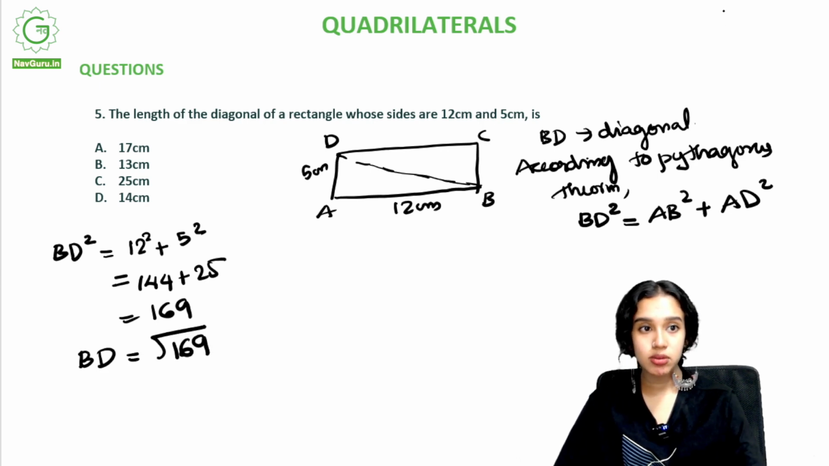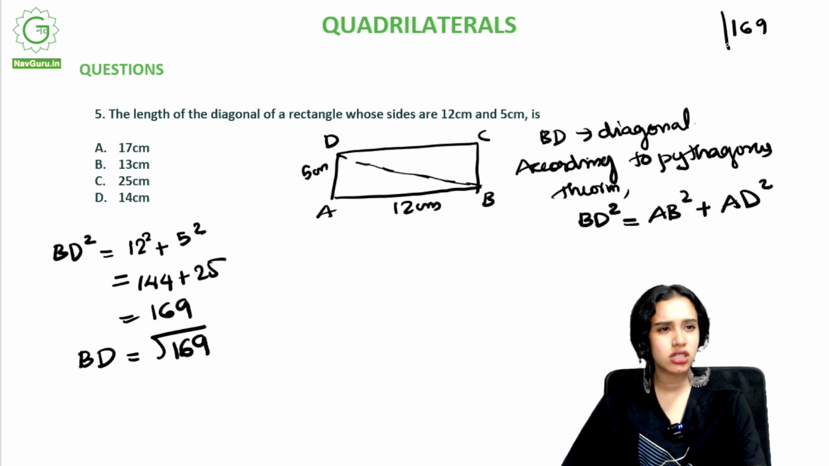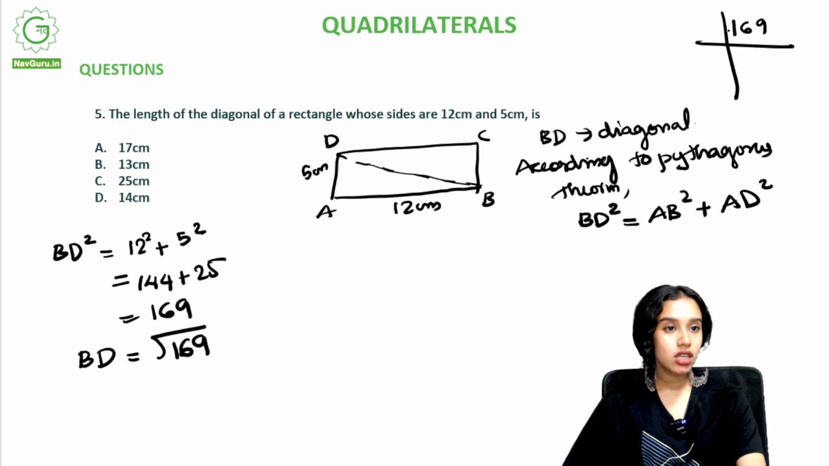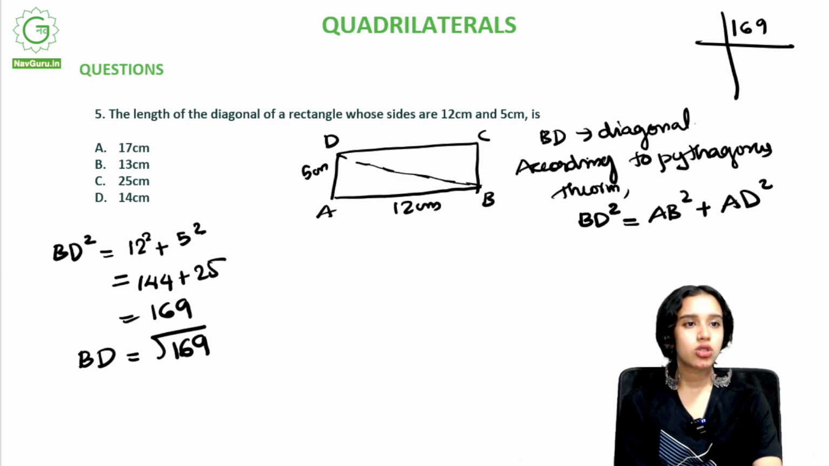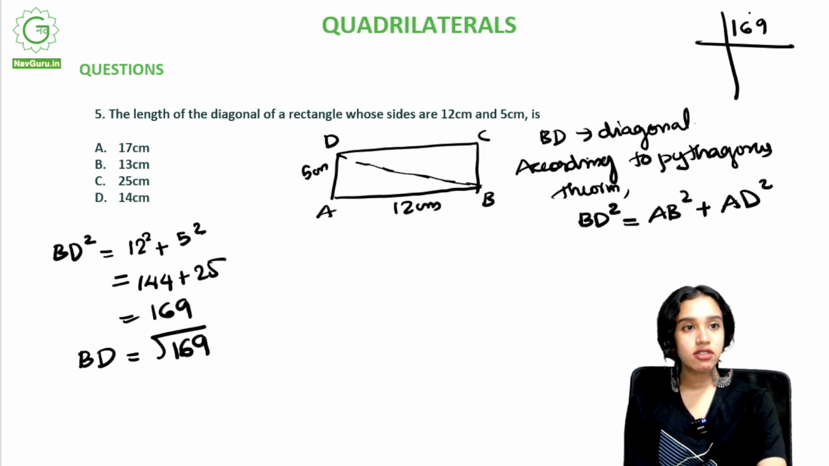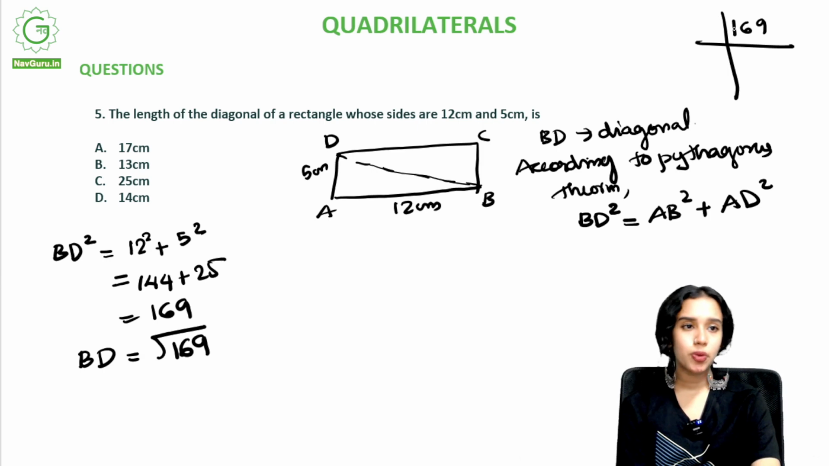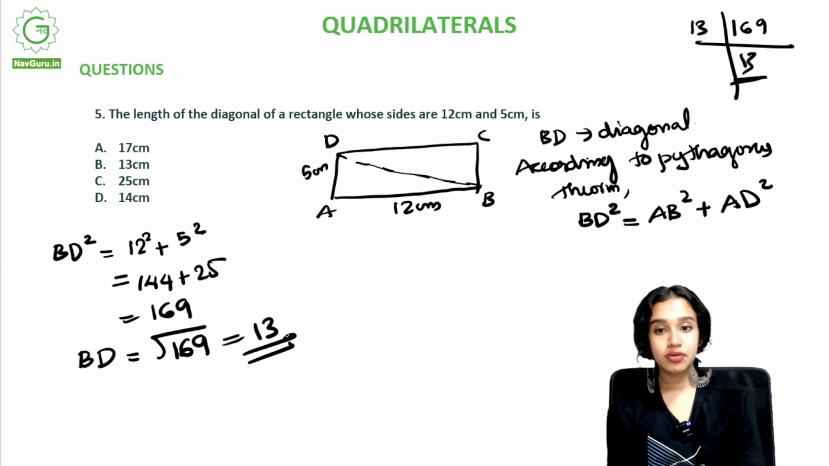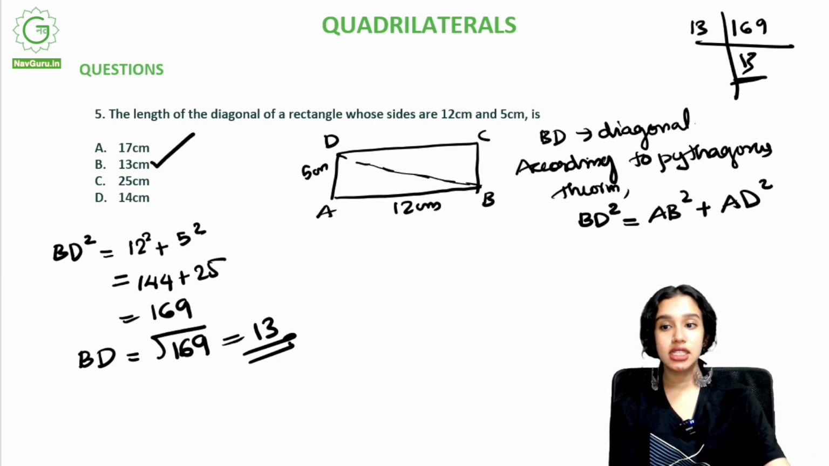We know that it's 13, but still we'll do the factorization method to just remind you. Is it divisible by 3? 1 plus 6 plus 9 is 16, it's not divisible by 3, right? It's not divisible by 2, 3, 5 or 7. Then 11, no. Then 13. How many times 13 is this? 13 times. So, BD is equal to 13. So, the answer is 13 centimeters.